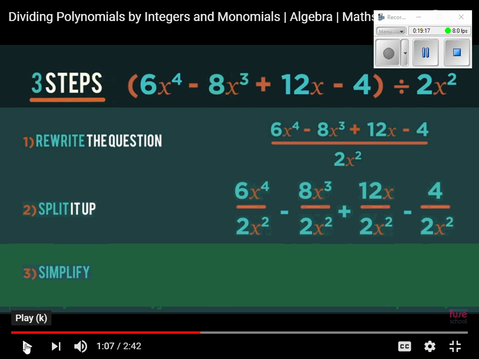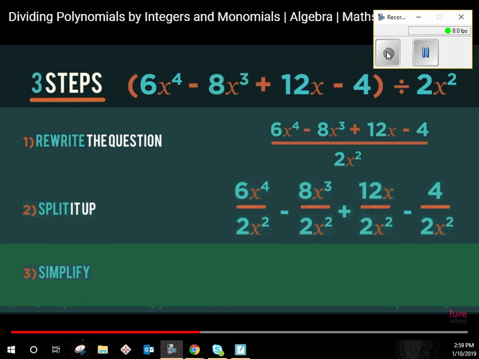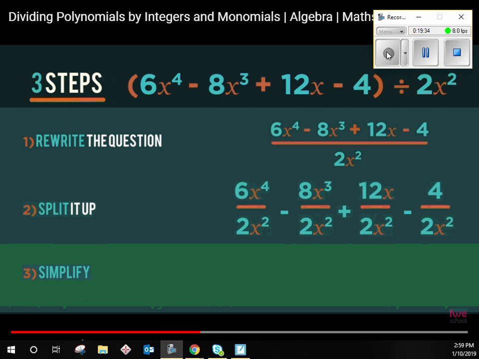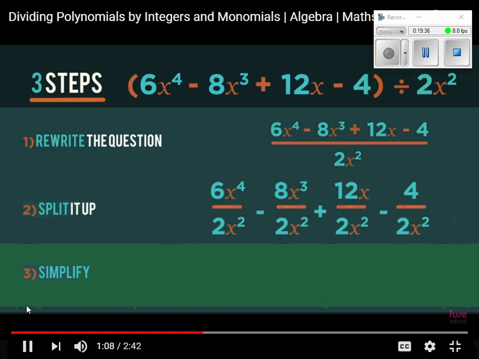And I want you to go ahead and try and simplify. So after you get all of this from step 2 written down, you go ahead and try and simplify 6x to the 4th over 2x squared and all the rest of them, and see what you come up with. And finish by simplifying.